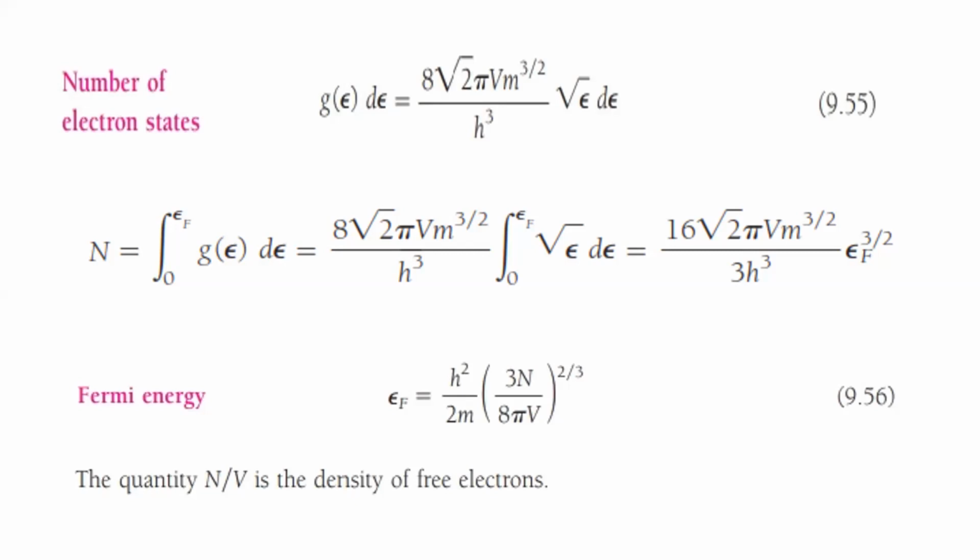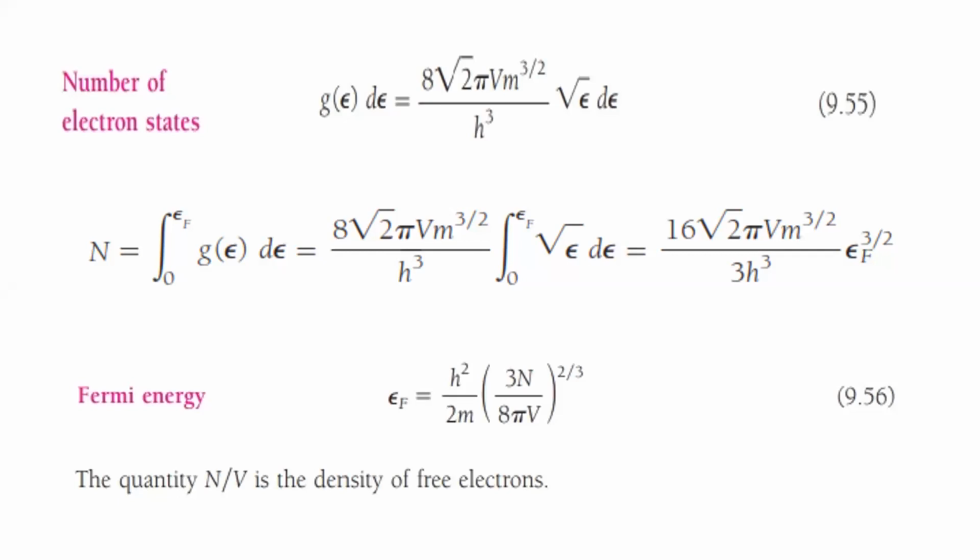So for any particular system that you consider, any solid or metal, you specify V, the rest of the things are specified, the electron's mass is specified. So the total number of electron states is equal to EF to the power 3/2. Now you can rotate the equation a bit, and you can define the Fermi energy as EF is equal to h squared by 2m, times (3N by 8 pi V) to the power 2/3.